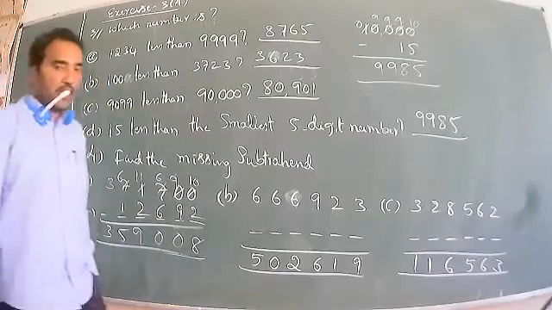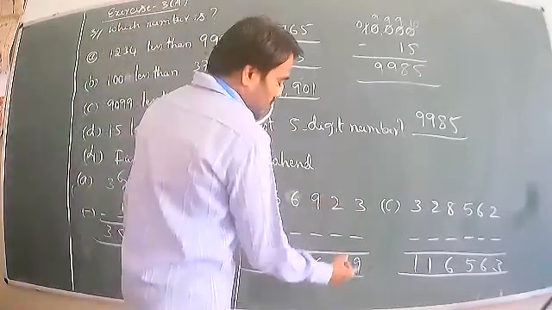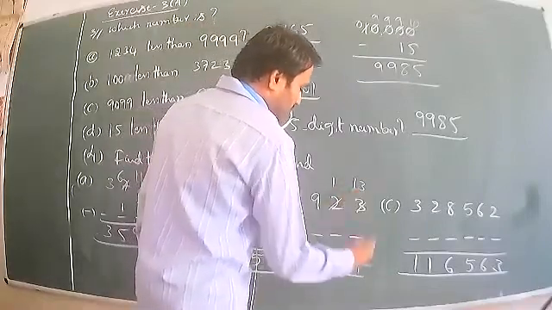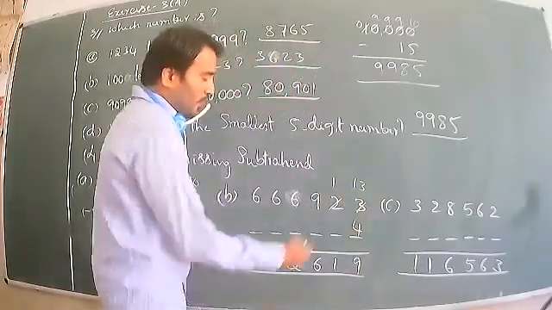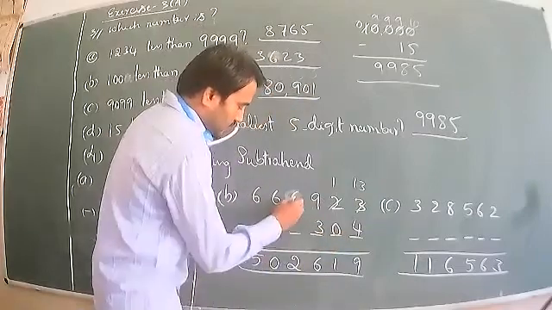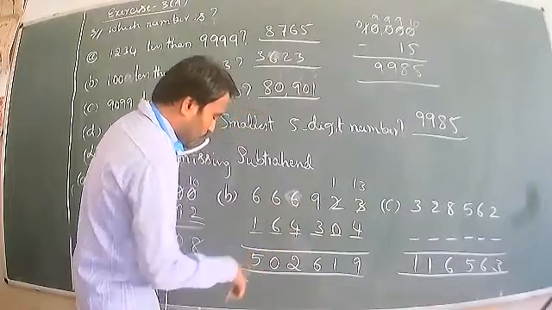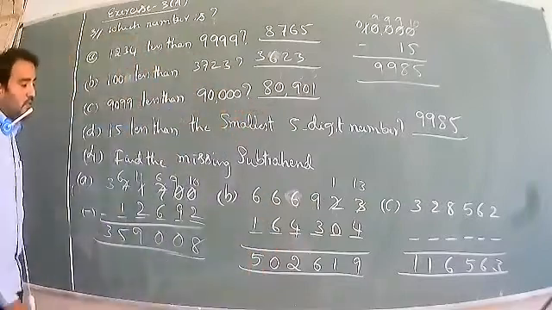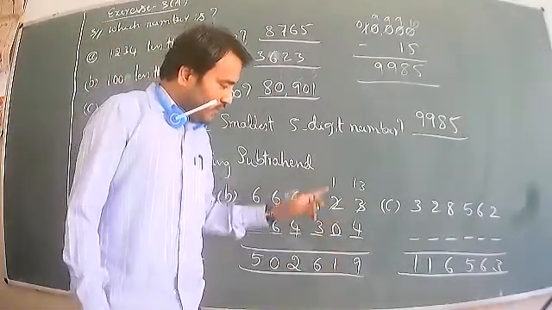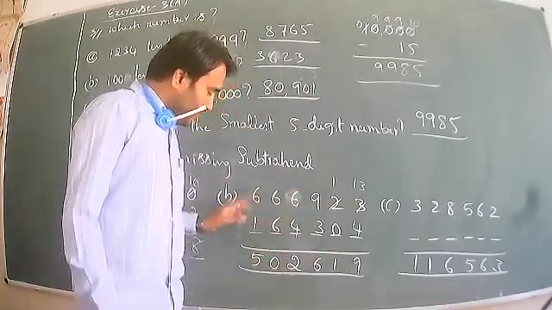Now I will go for the second one. We subtract the difference from the minuend. 3 is not less than 2, take the carry. It is 13. 13 less 9, 4. 1 less 1, 0. 9 less 6, 3. 6 less 2, 4. 6 less 0, 6. 6 less 5, 1. Look at that: 13 less 4, 9; 1 less 0, 1; 9 less 3, 6; 6 less 4, 2; 6 less 6, 0; 6 less 1, 5.